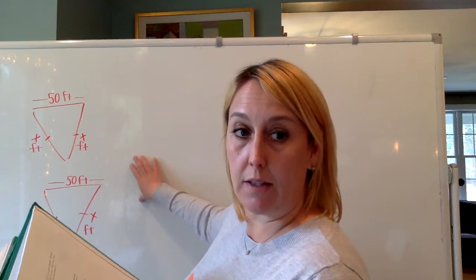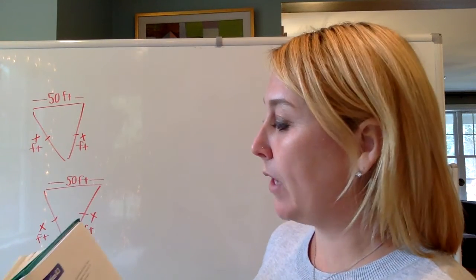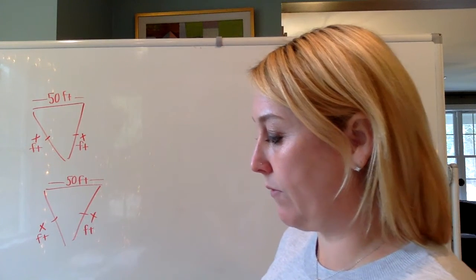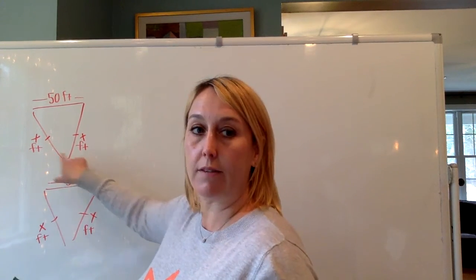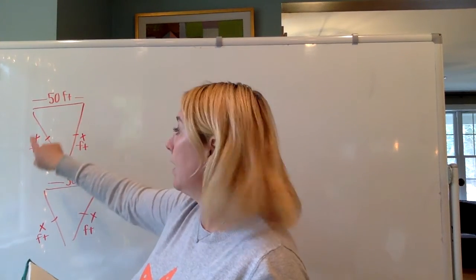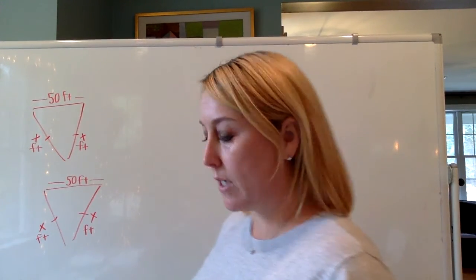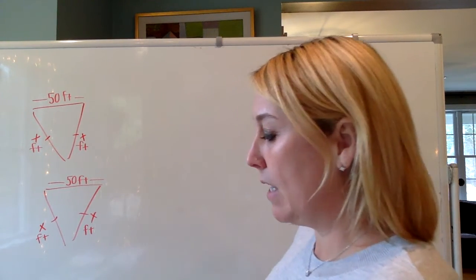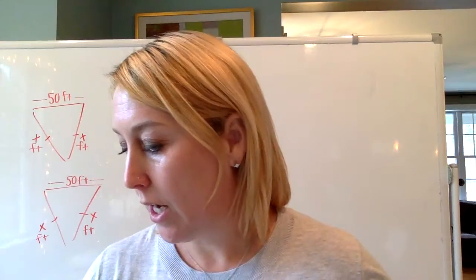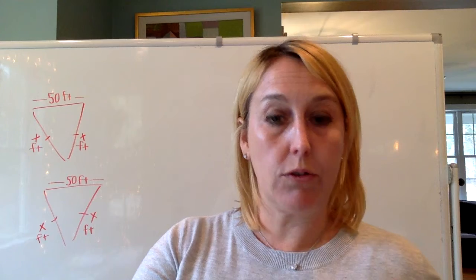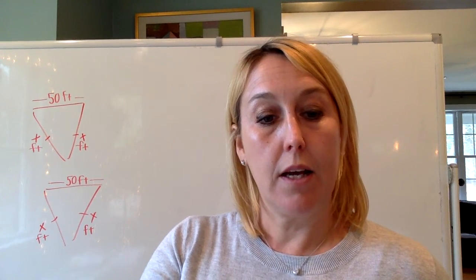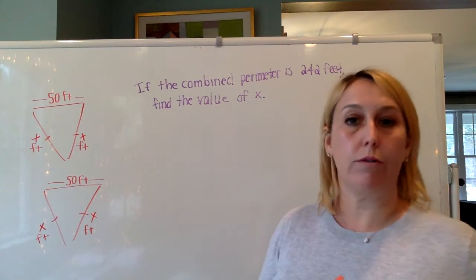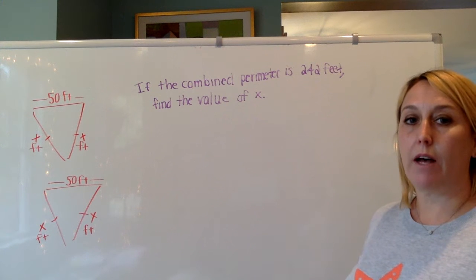The question also states that the isosceles triangles are identical. The base of each triangle is 50 feet, and the other 2 sides are x feet long. So you've got a base that's 50 and 2 sides that are each x feet long. And they're identical, so I've mirrored and drawn one exactly like it below. If the combined perimeter of both gardens is 242 feet, find the value of x.